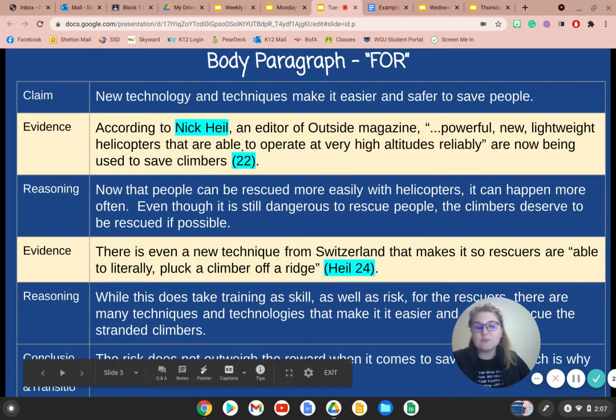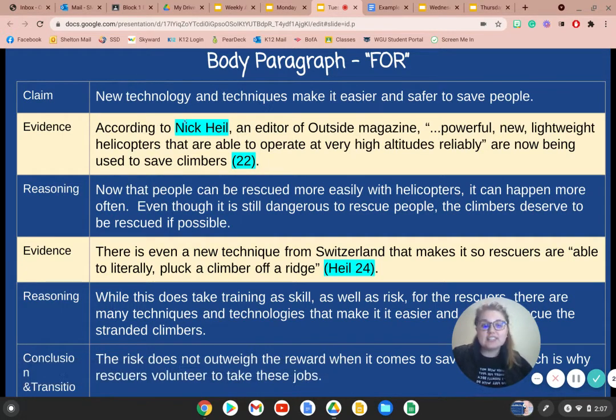If we look at this first piece of evidence, notice how in the lead-in, Nick Heel is introduced and the magazine is introduced. So according to Nick Heel, an editor of Outside Magazine, comma, quotation marks, then the quote, then some of our own words, then the page number. In this piece of evidence, we have the author's name and the page number both in that piece of evidence.